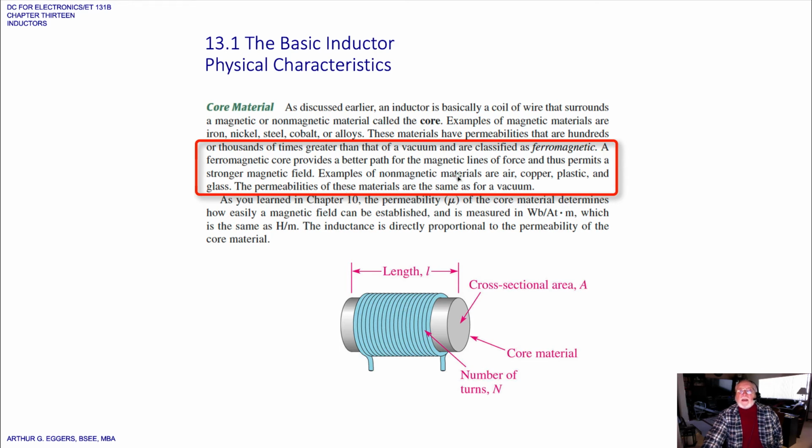Examples of non-magnetic materials: air, copper, plastic, glass. The permeabilities of these materials are the same as for a vacuum. So it's just like having nothing in the middle.